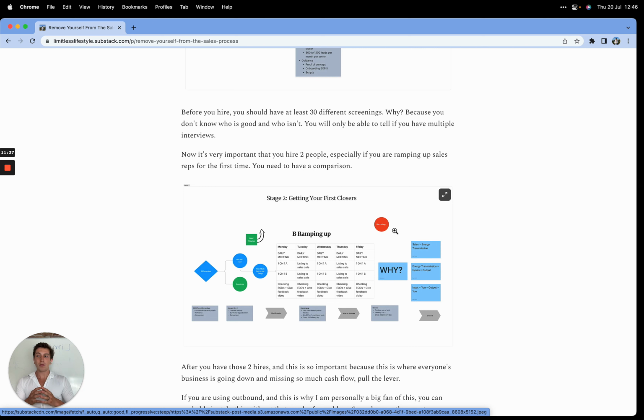So after you've interviewed a lot of different people, you probably have a good sense of who is good and who isn't. And after that, you want to make sure to hire 2 people, especially if you're ramping up the sales team for the first time, because then you have comparison.